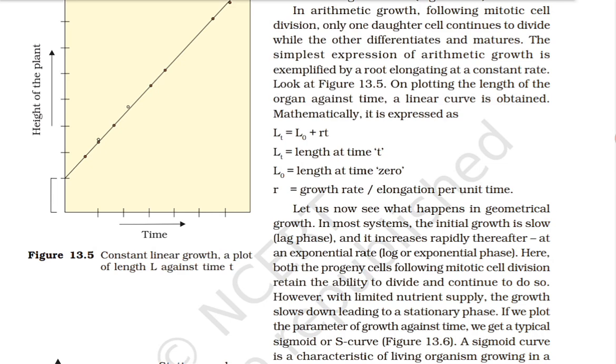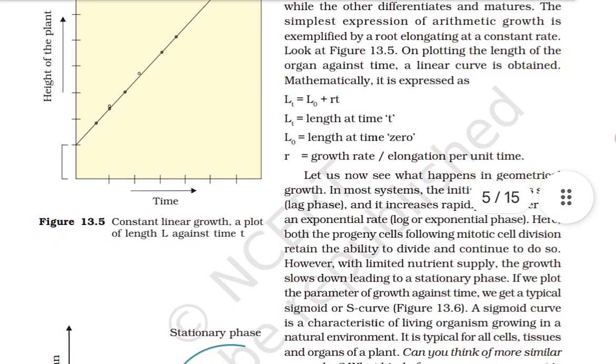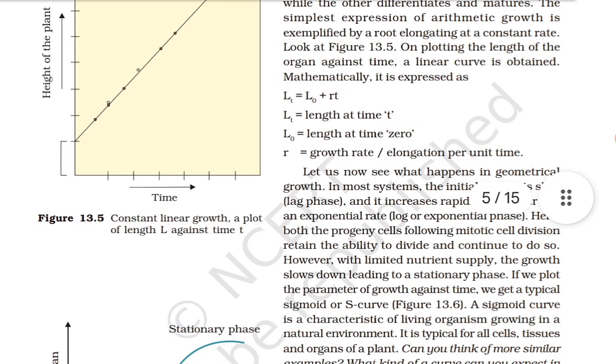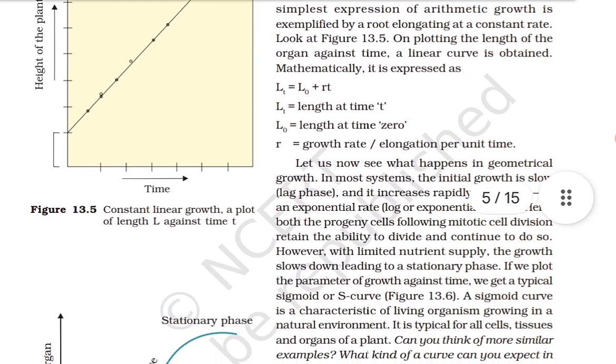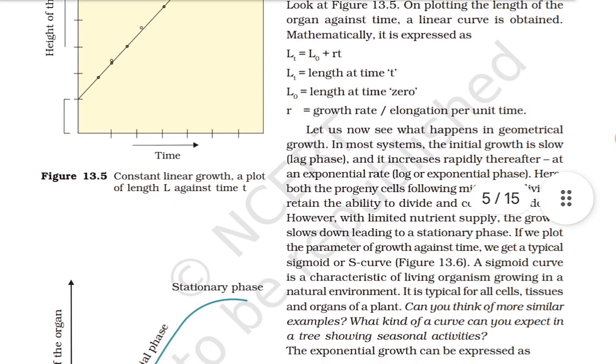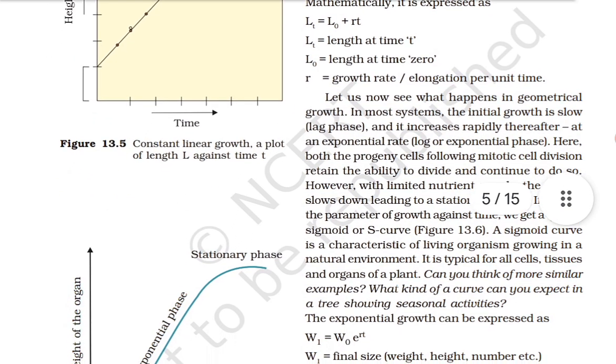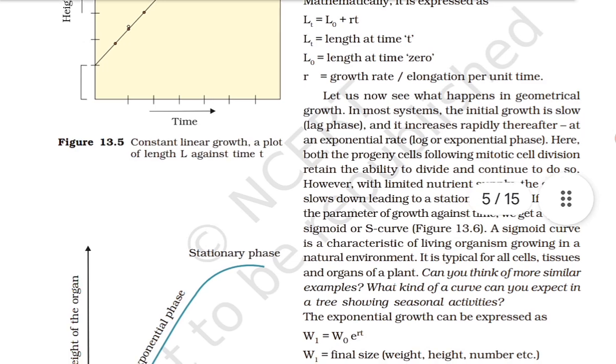ठीक है. Next is growth rates. The increased growth per unit time is termed as growth rate. Thus, rate of growth can be expressed mathematically. An organism or a part of the organism can produce more cells in a variety of ways. ठीक है.